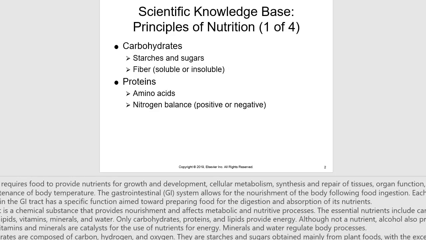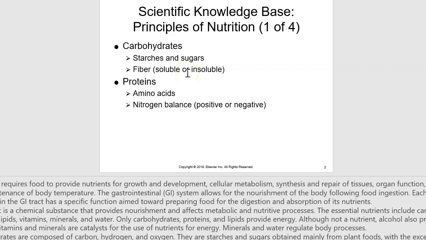So when it comes to our knowledge base, we know that there are 6 essential nutrients, and that is carbohydrates, fats, and protein. Those are macronutrients. And then we have micronutrients, which are vitamins and minerals, and water is our 6th essential nutrient. So let's first talk about carbohydrates, and those are really starches and sugars, and fiber is included in carbohydrates.